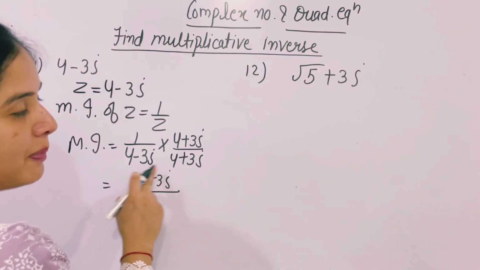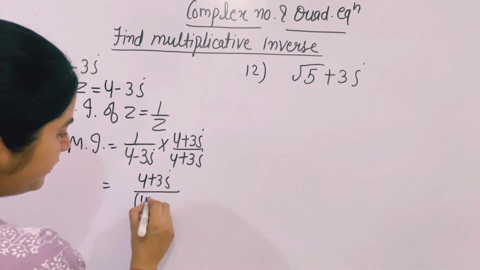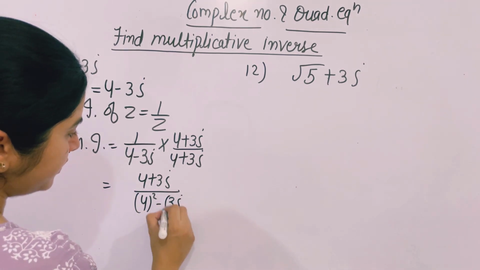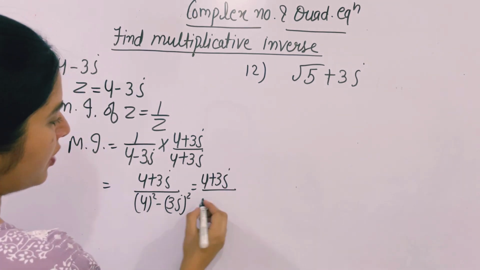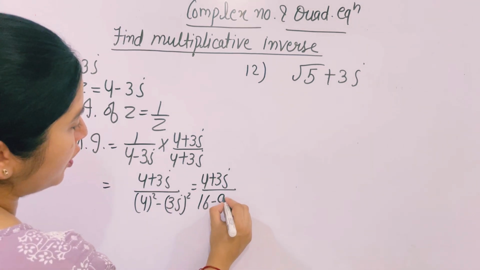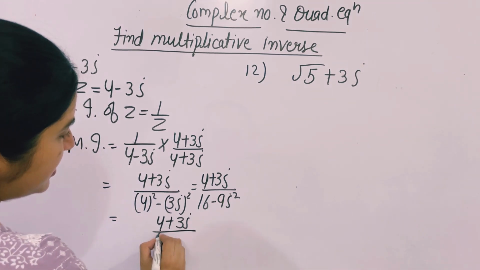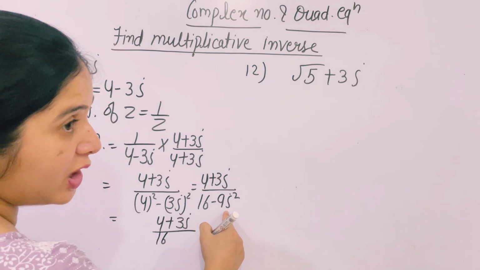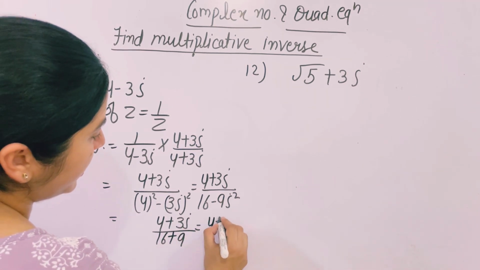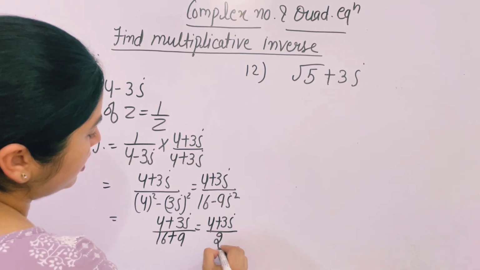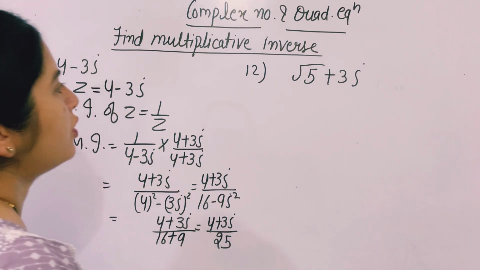In the denominator, a plus b, a minus b will be the formula a square minus b square. 4 square will be 16 minus 9 iota square. Iota square equals minus 1, minus minus plus 9, and the answer will be 4 plus 3 iota upon 25. This is the multiplicative inverse of 4 minus 3 iota.